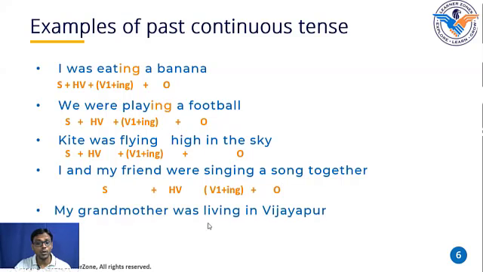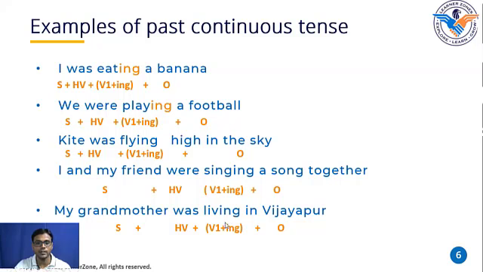My grandmother was living in Vijaypur. My grandmother is she. Okay, she was. Was is a helping verb here. So the subject is my grandmother. Was is a helping verb, and I'm adding ing to the first shape.